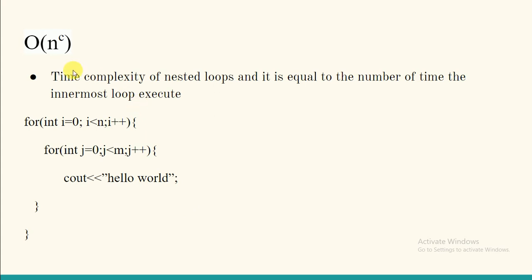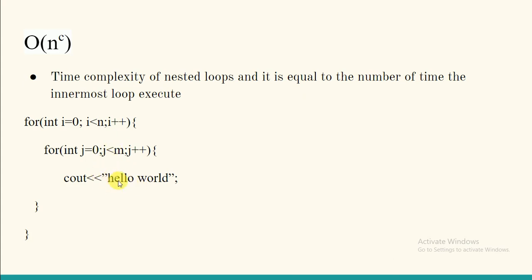Then O of n to the power c. Now c can be a constant. It can be 2, 3, 4. This time complexity means that we are in a nested loop. As you can see in this example, there are two nested loops. If a loop is inside another loop, it is called a nested loop. If there is one more loop inside this loop, then that loop will be nested in this loop.